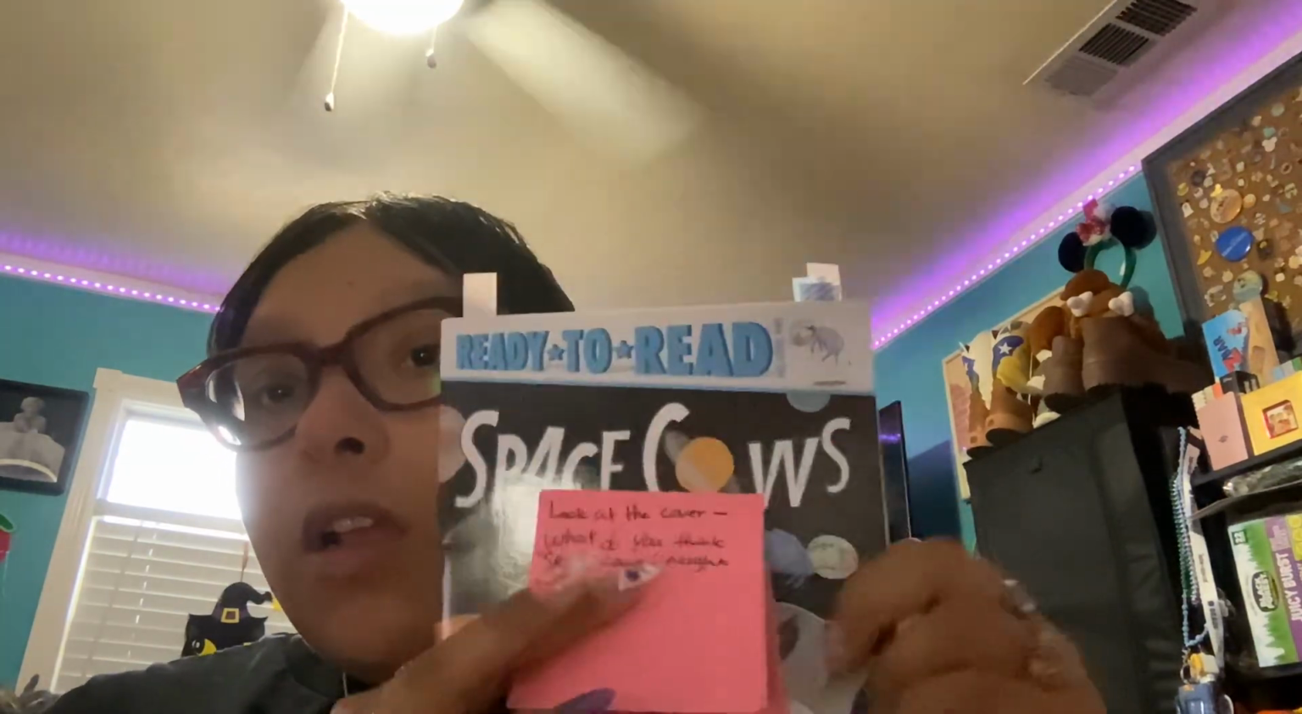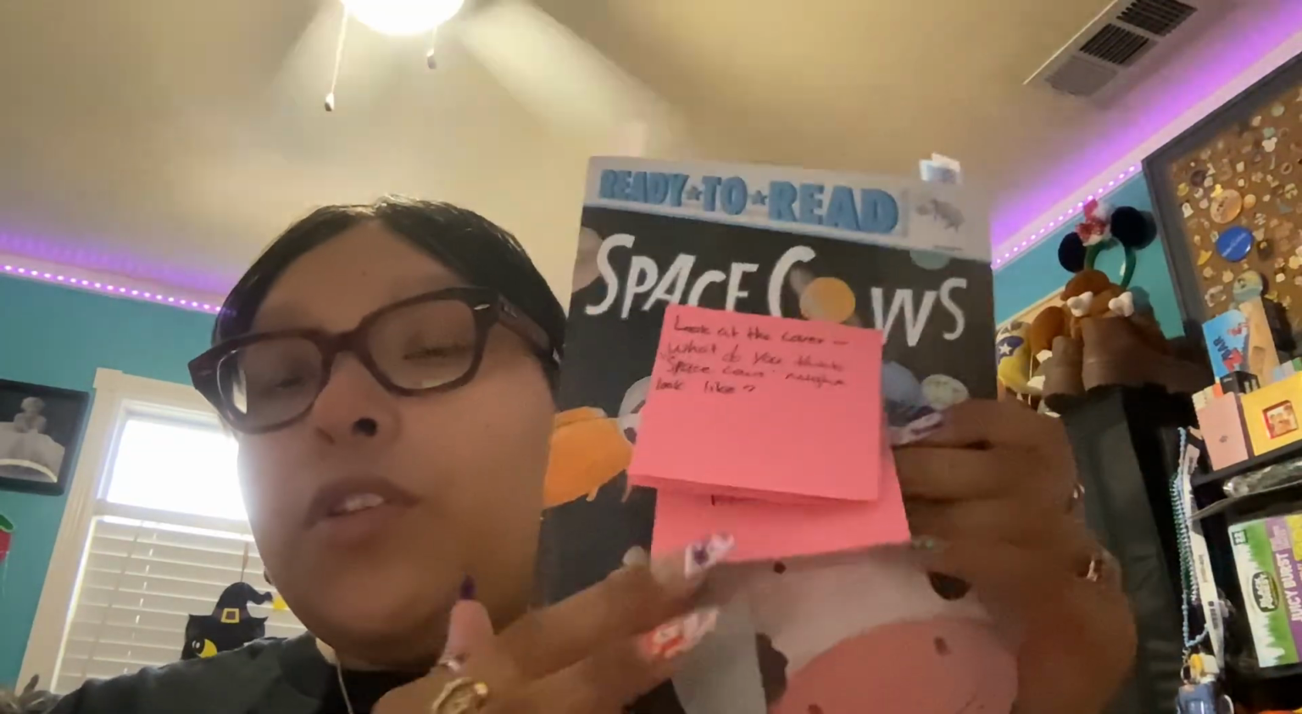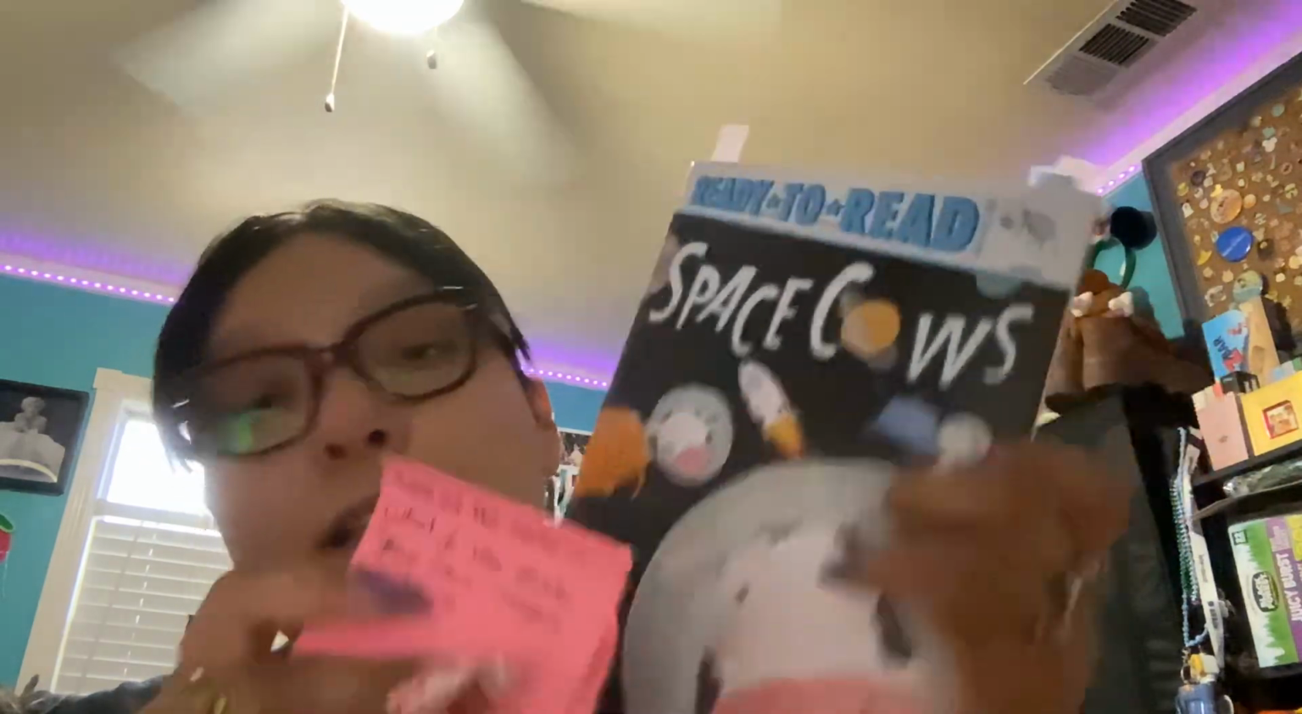So I'm going to teach you a reading strategy using the science fiction book called Space Cows by Elliot Fletcher, illustrated by Tom Gisbury. Okay, so the first thing you're going to have your students do is look at the cover. So for instance, just see what the cover looks like.